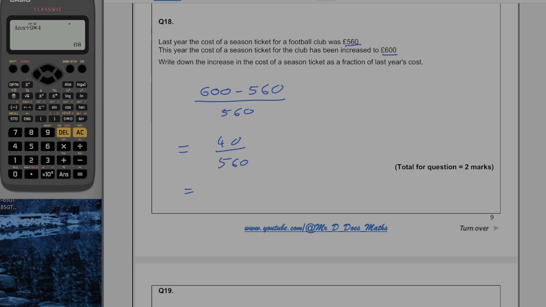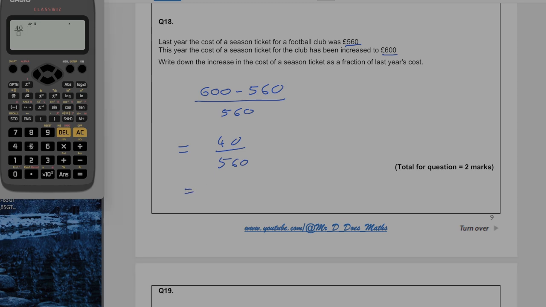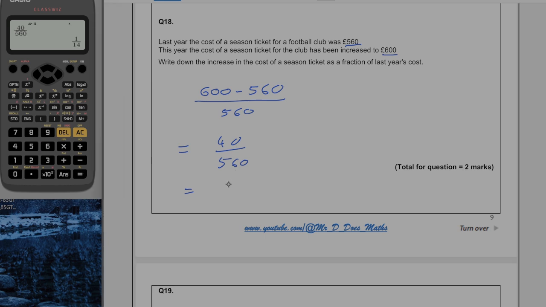And then we can calculate that down using our calculator. 1 over 14.